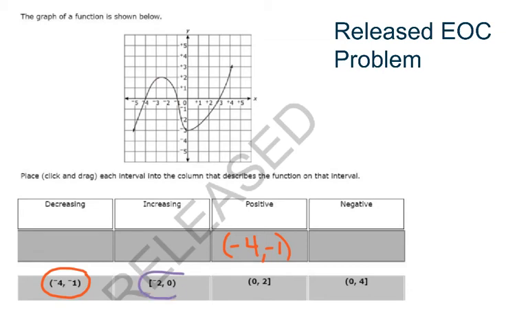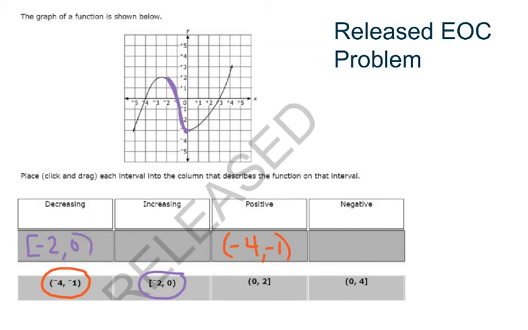Then the next one is from -2 to 0, so I'm going to highlight that on my graph. Between -2 and 0, here's the graph. It's above the x-axis and below it, so it can't be positive or negative. And if you think about if you were riding in a little car, you would definitely be going downhill. So I would say that that value is decreasing. So I'm going to put decreasing from -2 to 0.